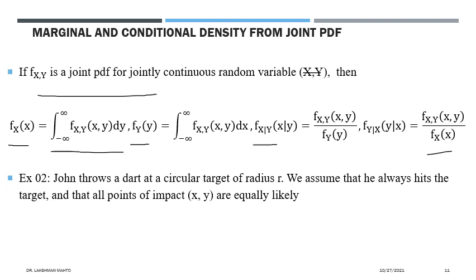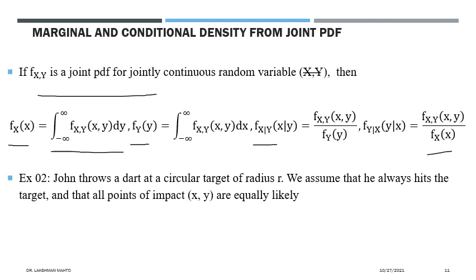Okay, so in that process you are getting a complete circular region. Your density here, one more condition is given: all points of impact are equally likely. That means a uniform situation. The joint density function would be constant in that circular region, and the value of the joint density function outside the region is 0.